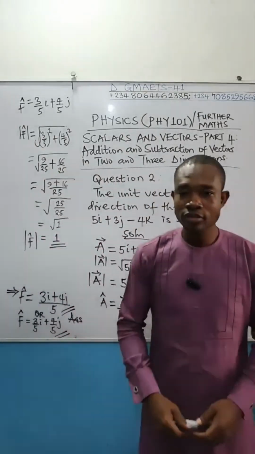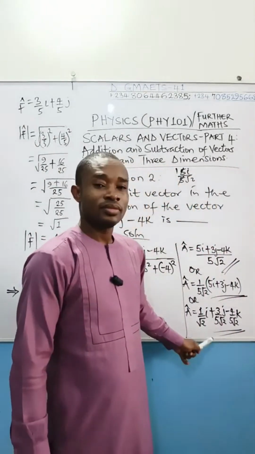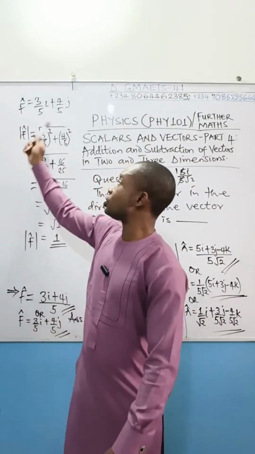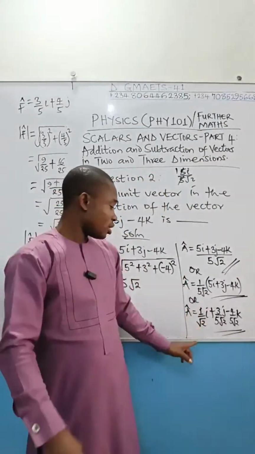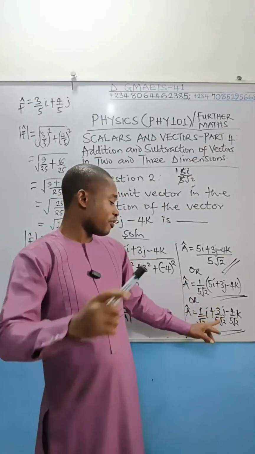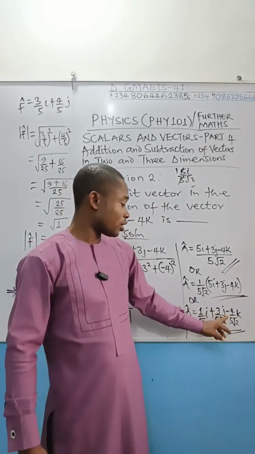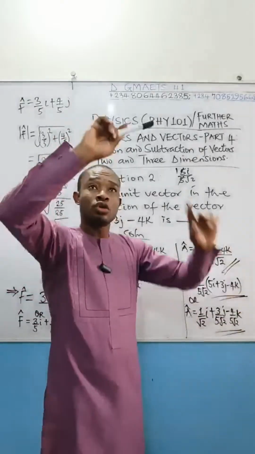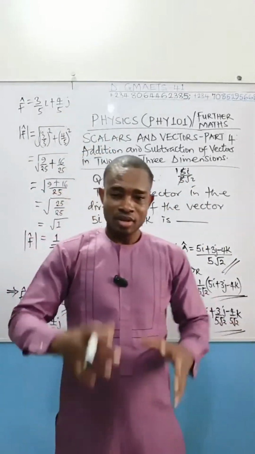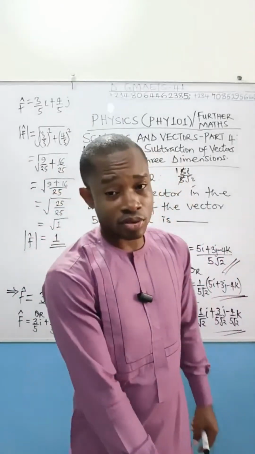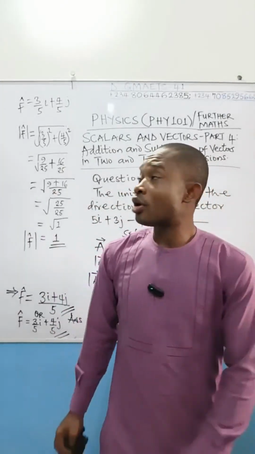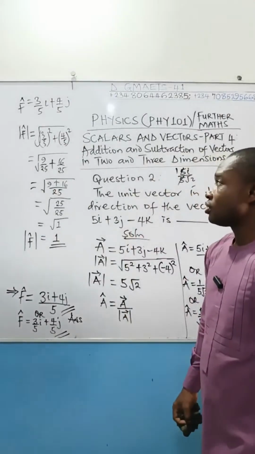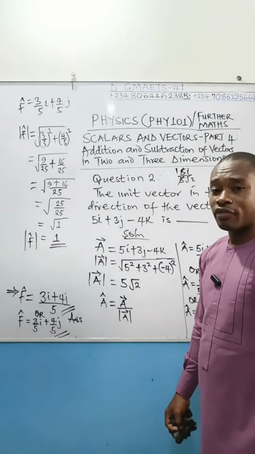You can try this one. Use the same approach. Square root of (1 over root 2) squared plus (3 over 5 root 2) squared plus (4 over 5 root 2) all squared. Are you getting me right? Solve it and you see that the magnitude will still give you 1. I'm done proving this. This is a proof that the magnitude of a unit vector is 1.